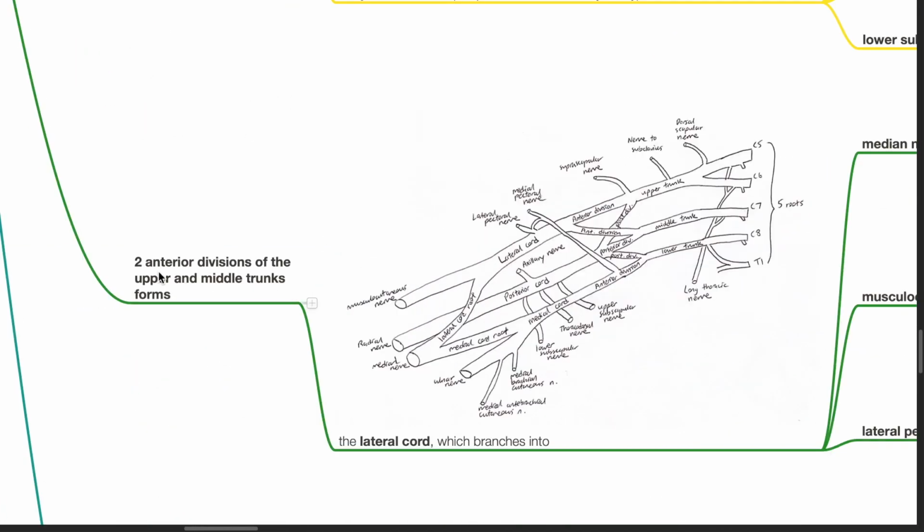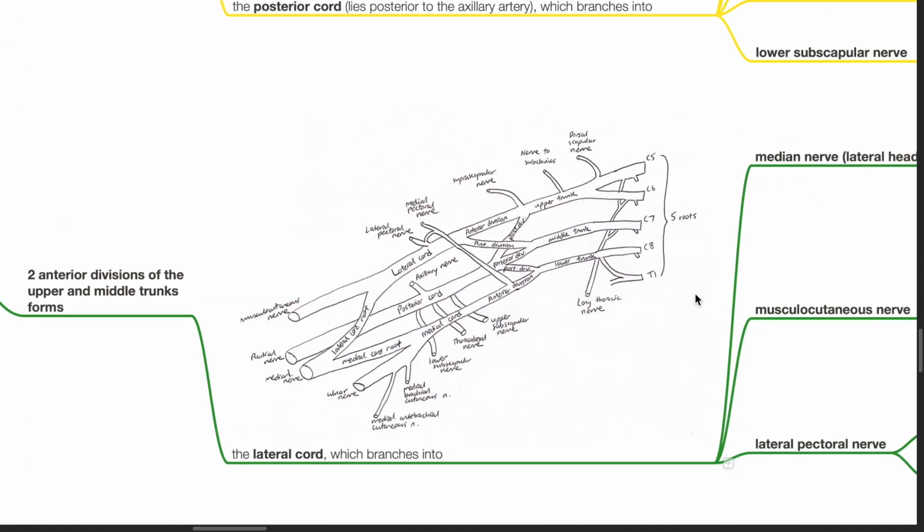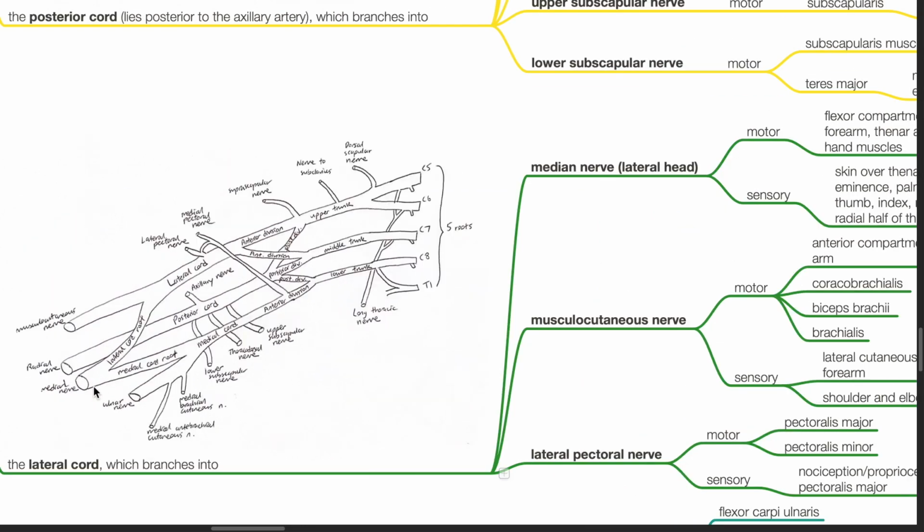The 2 anterior divisions of the upper and middle trunk form the lateral cord, which branches into the median nerve, lateral head, and the musculocutaneous nerve, and the lateral pectoral nerve.